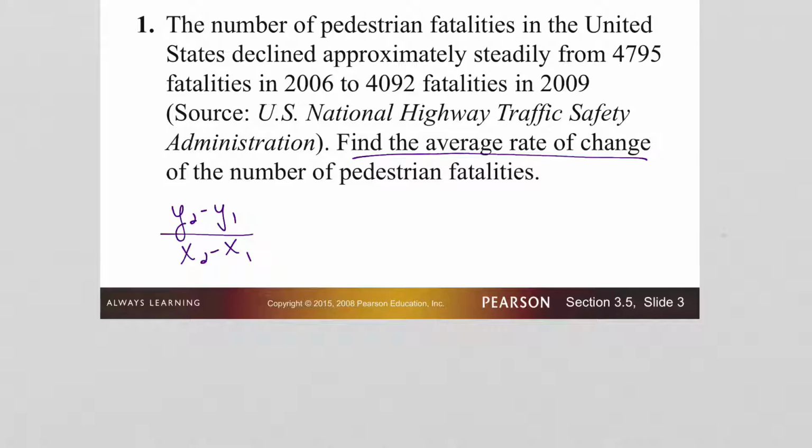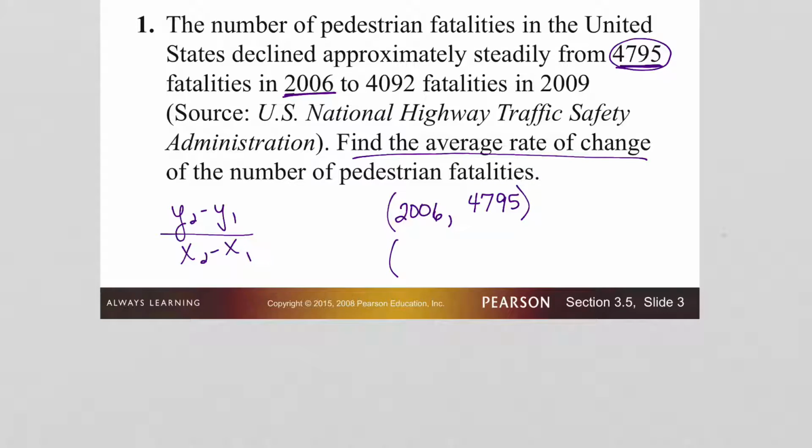All right, now the key here is how in the world do you figure out your 2 points that you're going to use to find your x sub 1, y sub 1, x sub 2, y sub 2? Here's what you do. So it says here from 4,795 in 2006. Now remember, we've already had the discussion that anytime time is one of your variables, then that is most likely 99.9% of the time going to be your independent variable. So 2006 is my x coordinate of my first point, and with 2006 comes 4,795.